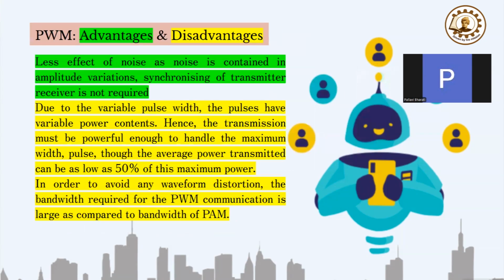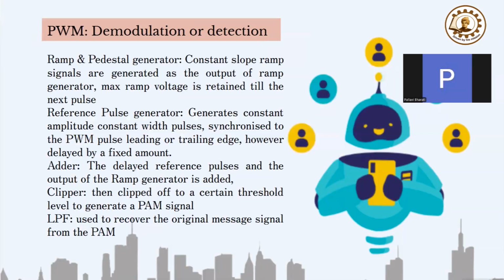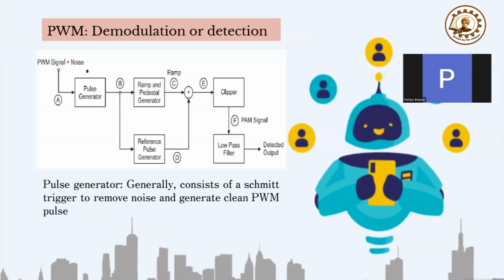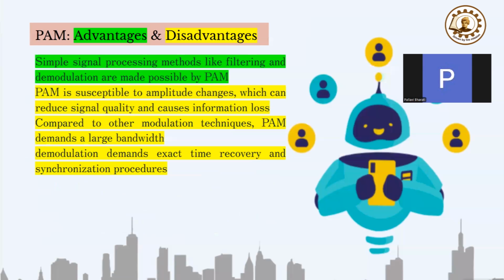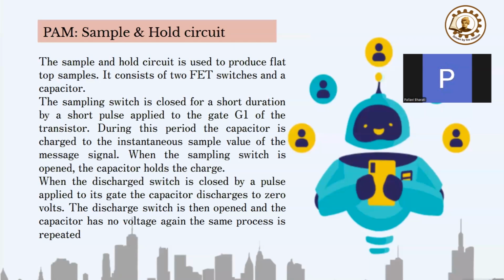This portion will be there. Yeah, this part. Ramp and pedestal generator, this will be the PWM signal. Now the ramp and pedestal generator output is given to the clipper, then low pass filter, and finally you get the PAM. And then from the PAM, again you will have those holding circuit and the capacitor. So this is all about the PAM, PWM and PPM. I will do a final revision once again in a very short form.